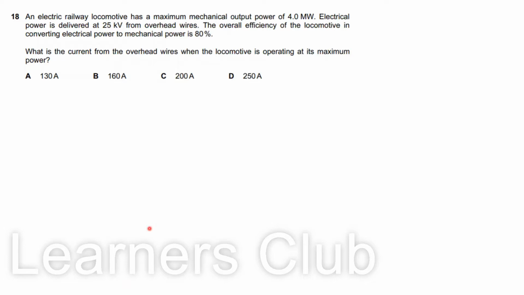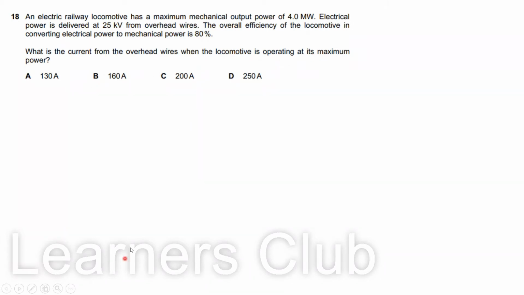Question 18. An electric railway locomotive has a maximum mechanical output power of 4.0 megawatt. Electrical power is delivered at 25 kilovolt from overhead wires. The overall efficiency of the locomotive in converting electrical power to mechanical power is 80%. What is the current from the overhead wires when the locomotive is operated at its maximum power?